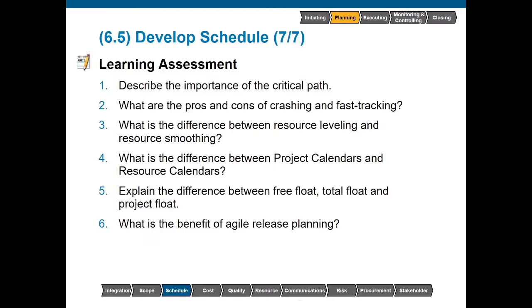Explain the difference between free float, total float, and project float. Free float is the amount of time that an activity can be delayed without delaying the early start of any successor activity. Total float is just the amount of time that an activity can be delayed without delaying the entire project. And that one's a little bit easier to calculate. That's a very simple late finish minus early finish. And finally, project float is going to be the difference between the early finish of the project and an externally imposed deadline.